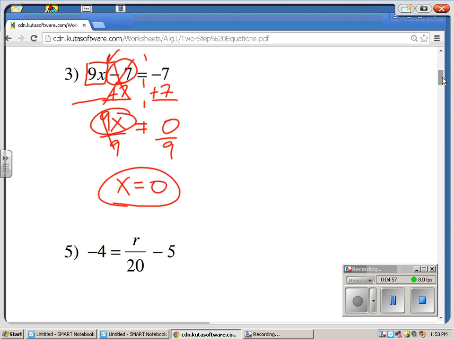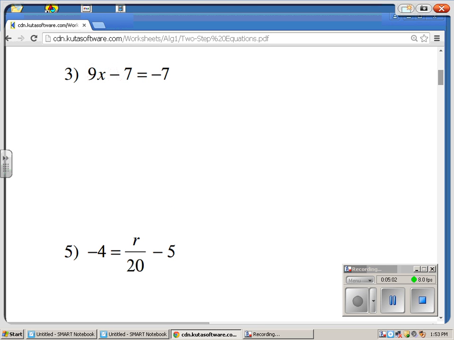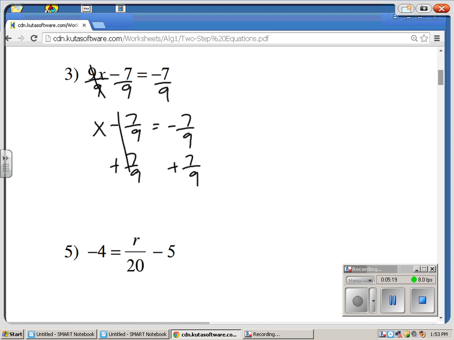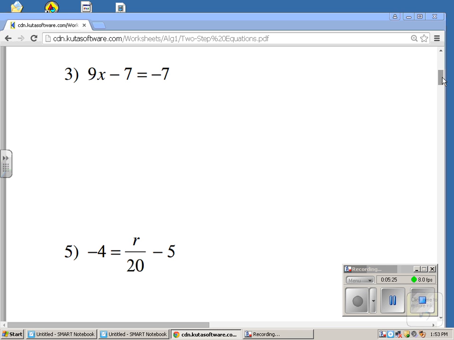We could have done this another way. I could have instead divided everything by 9, and I would have gotten 1x minus 7/9 equals negative 7/9, and then I could have added 7/9 to both sides, and I will get x equals 0. So I get the same answer either way I complete the problem. We're now ready for number 5.